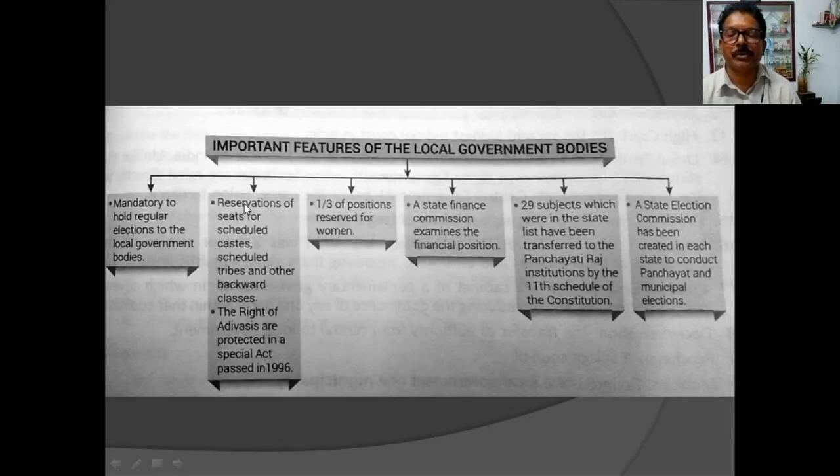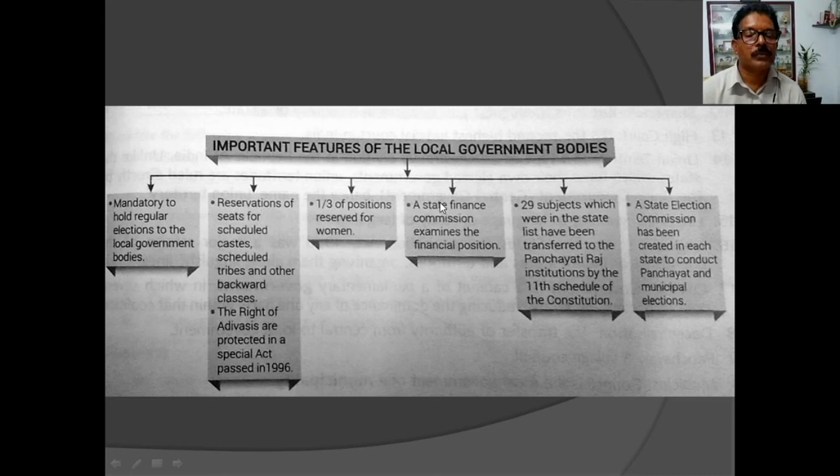Reservations of seats for scheduled castes, scheduled tribes and other backward classes are made. So seats are reserved for scheduled castes, scheduled tribes and other backward classes. Then 1/3 seats are reserved for women in the local self-government. So that is why you find your ward members may be a lady. So 33% of seats are reserved for women.